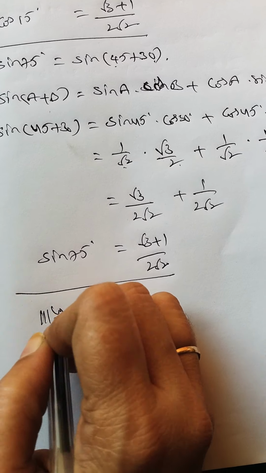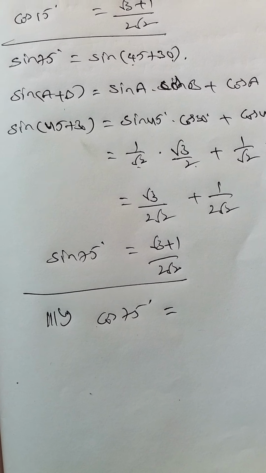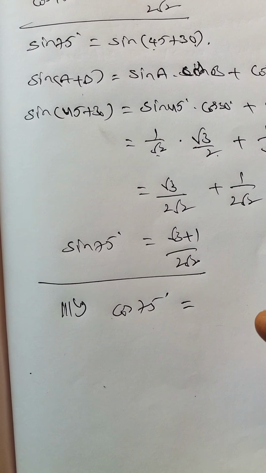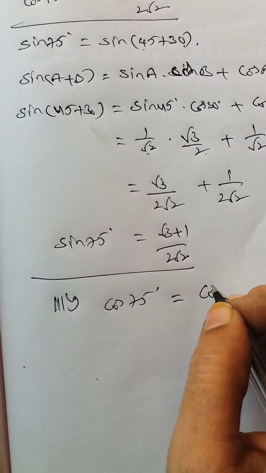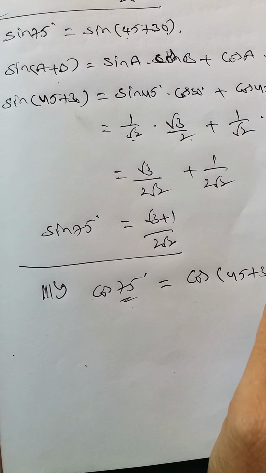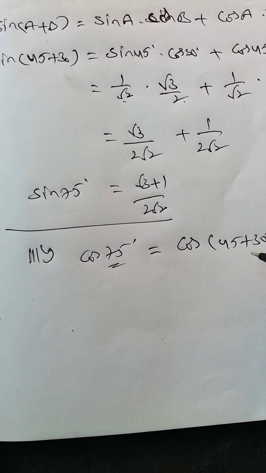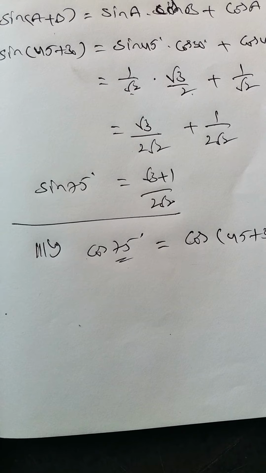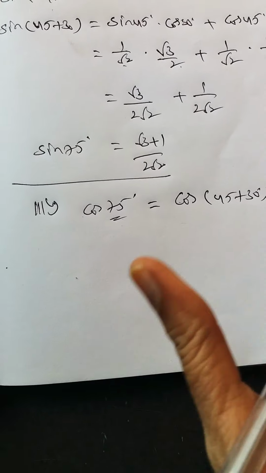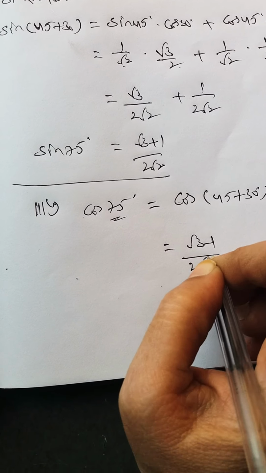Now similarly we will get cos 75 degrees also. Cos 75 degrees we get by replacing 75 as 45 plus 30. Now it is in the form of cos of A plus B, which is cos A cos B minus sin A sin B. So by replacing those values we get root 3 minus 1 by 2 into root 2.